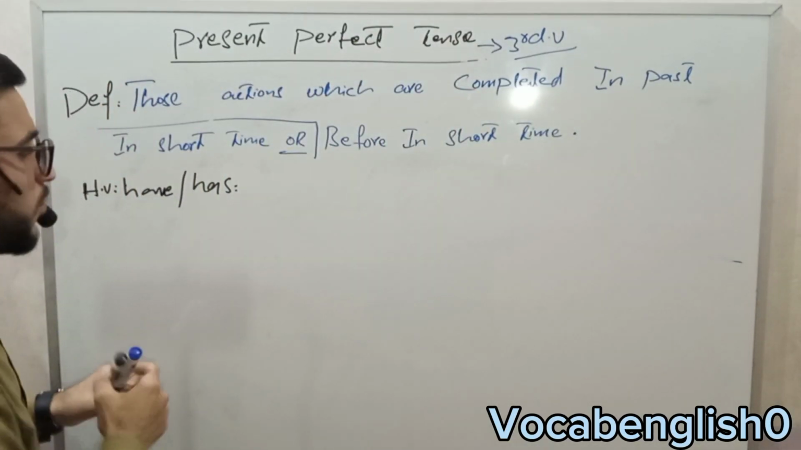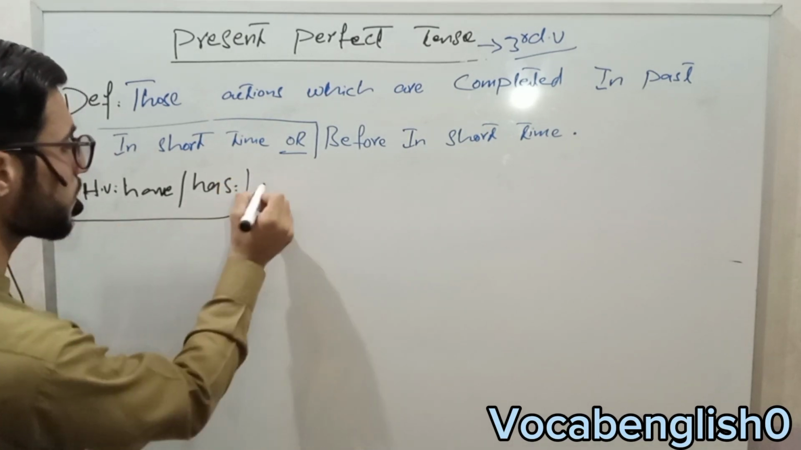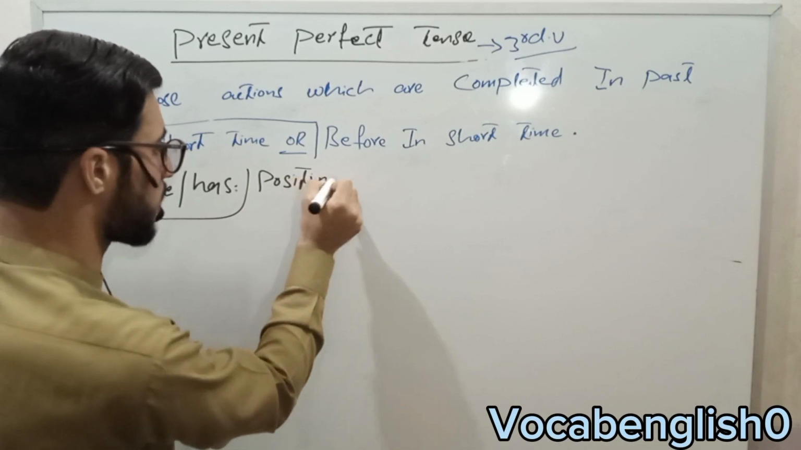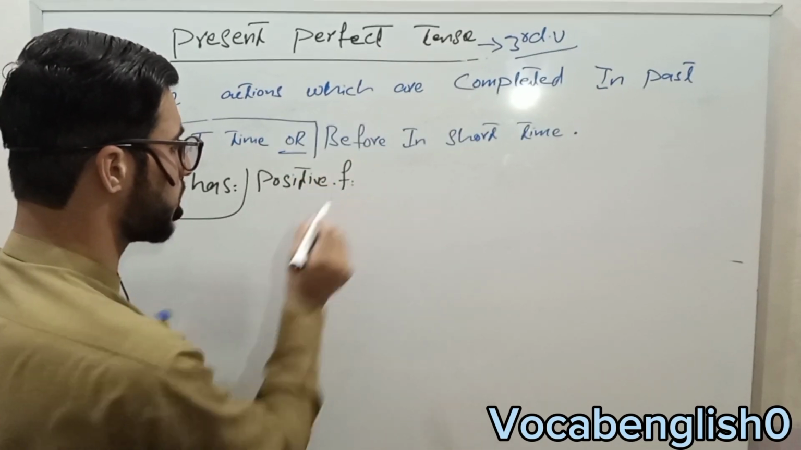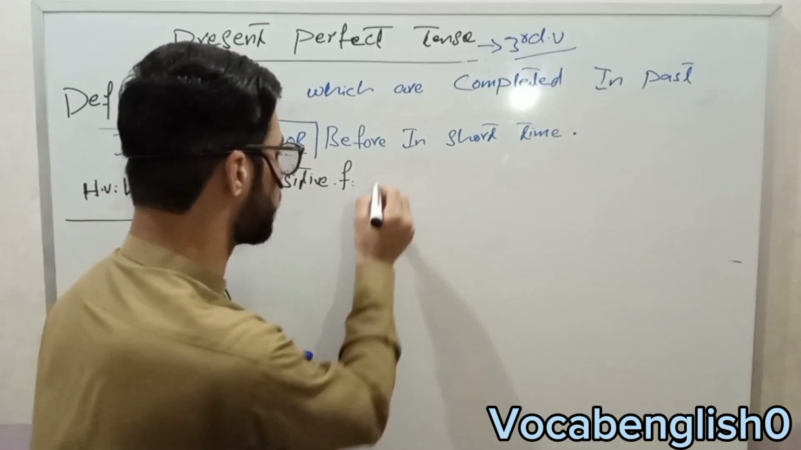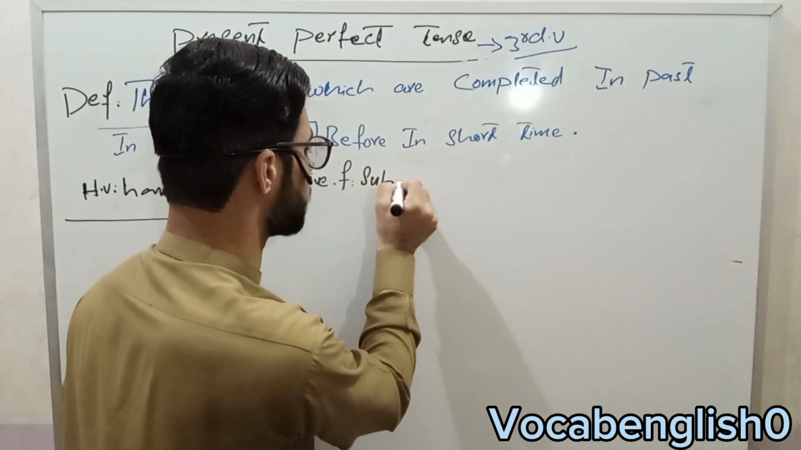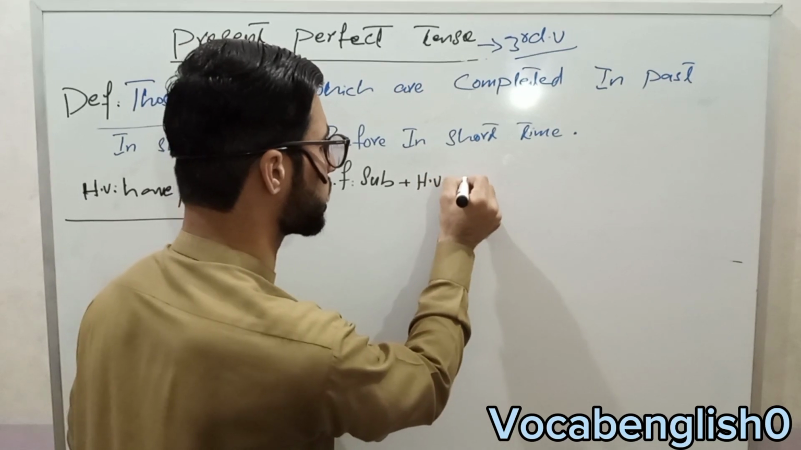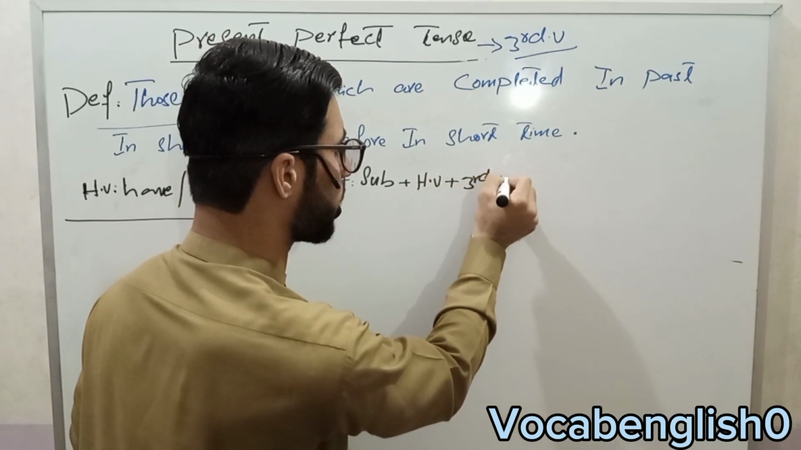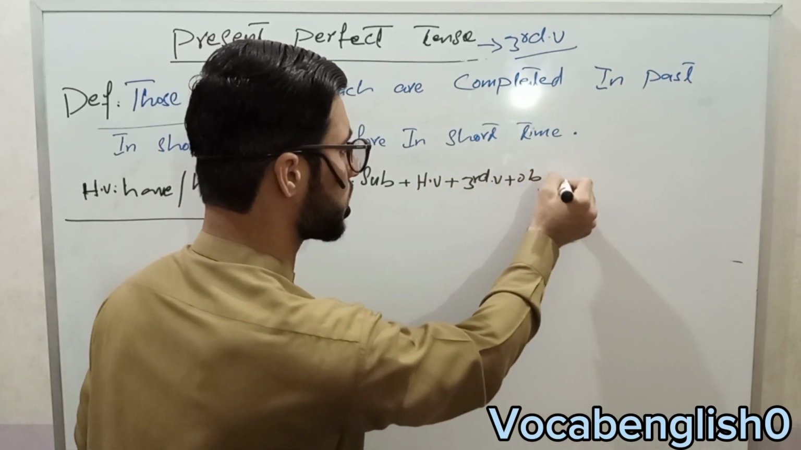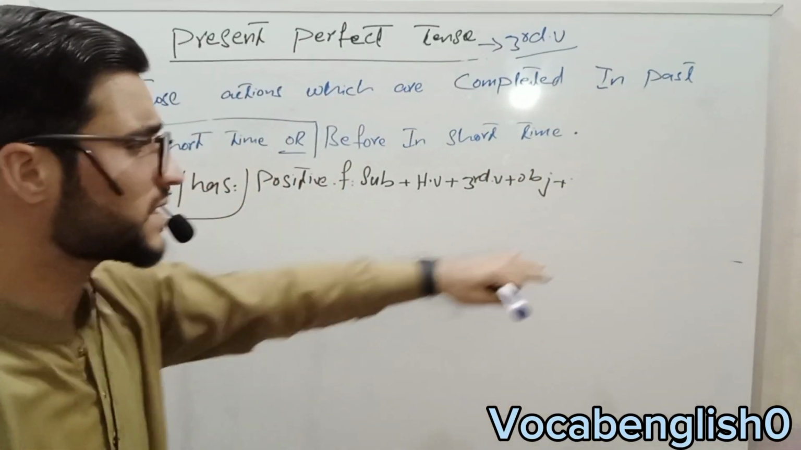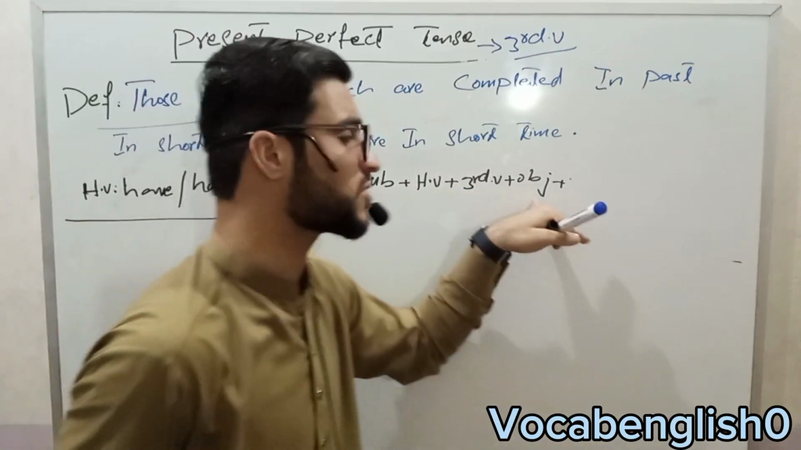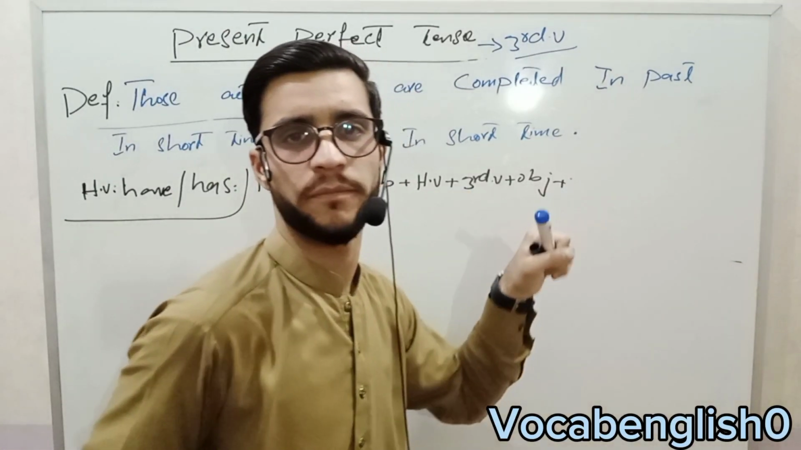And the positive formula is there. What is the positive formula? Subject plus helping verb plus third form of verb plus object plus full stop.